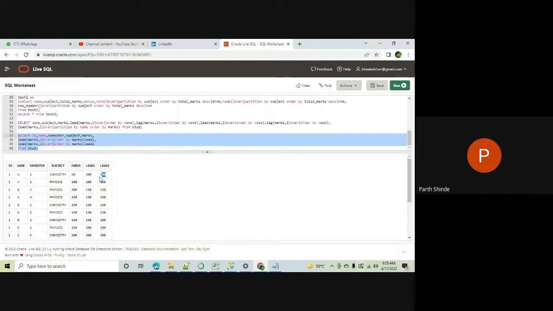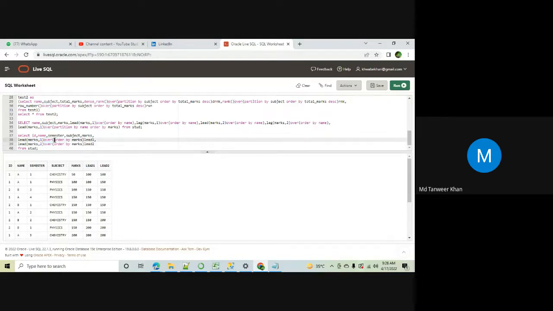Can we write lead without over clause? Why is order by required? That you have to write. This is syntax. In all the window functions, you have to use over. Okay. If you want, I can give partition. Yes, you can give partition.